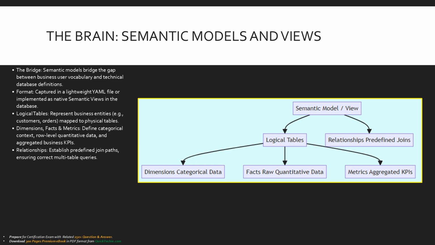Let's explore the anatomy of a semantic model in this structural diagram. At the top level, the semantic model serves as the container. It breaks down into logical tables, which represent your core business entities. Within these tables, you meticulously define dimensions for categorization, facts for raw data, and metrics for complex KPI aggregations. Alongside the tables, you explicitly define relationships. This relationship mapping is crucial because it instructs the AI exactly how to join tables together, preventing the common LLM mistake of generating massive, incorrect Cartesian products.